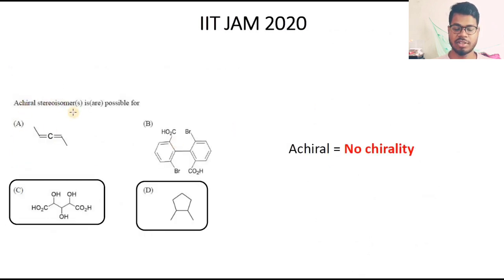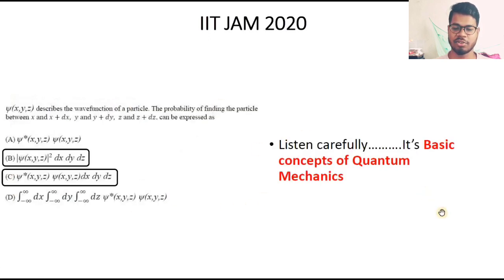Then achiral stereoisomers. Remember, you have to look carefully at these questions, because achiral stereoisomer means chirality is not present. Achiral means no chirality, that means this will have chirality, this will have chirality. This will show axial chirality. So this has a sigma plane, sigma plane over here, sigma plane like this. As the system has sigma planes, this will be achiral. General chirality is not possible, so achirality is possible. So C and D will be the correct options.